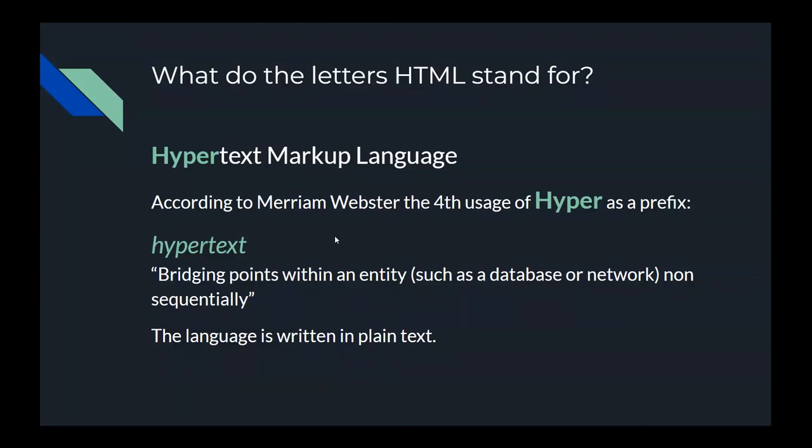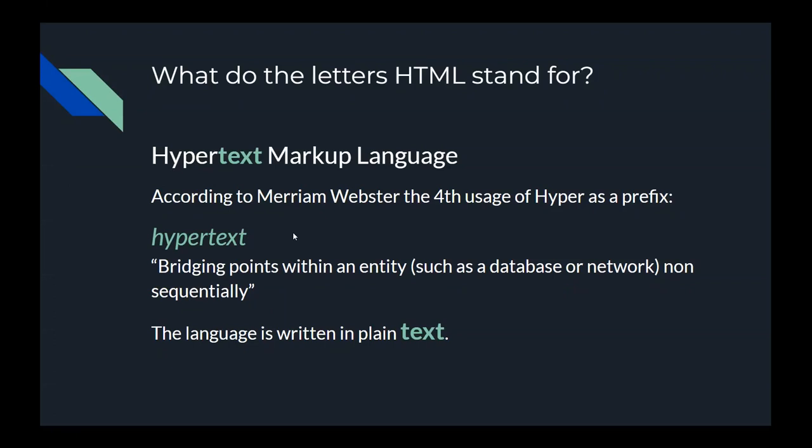I said I was going to keep asking you this question until everybody got it right, and not everybody's gotten this right. So according to Merriam-Webster, the fourth usage of the word hyper as a prefix, for example in the word hypertext, basically means bridging points within an entity like a website or a database or a network of some kind in a non-sequential order. So what that means is that you can go from anywhere to anywhere else rather than in a linear progression like step 1, step 2, step 3. Non-sequentially means you can go to any step at any point in the process.